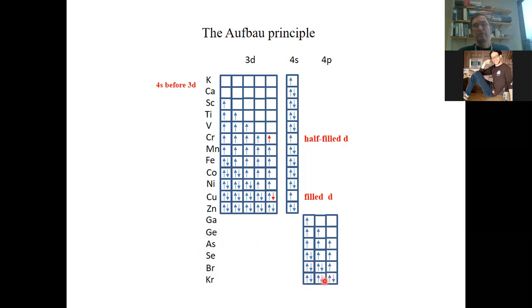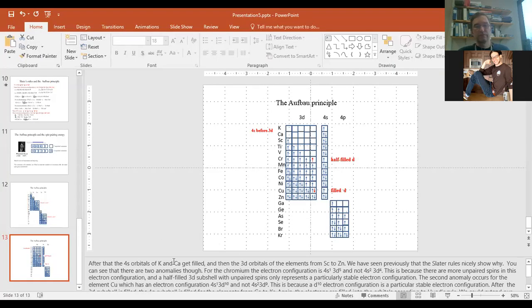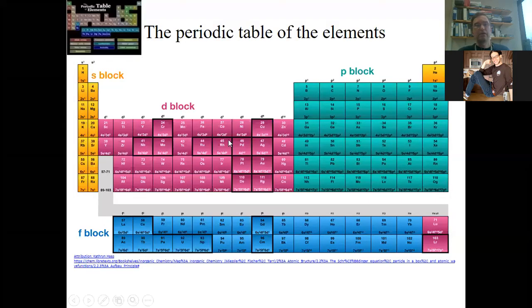And krypton, again, represents a noble gas with the 4th shell being completely filled. So of course, we could continue these considerations, but I'm stopping here at that point because there's nothing too much new to learn. And instead of that, I want to give you a brief discussion of the entire periodic table now.